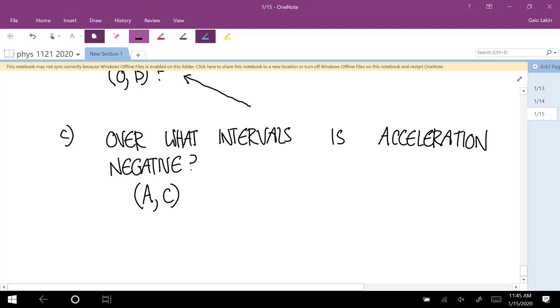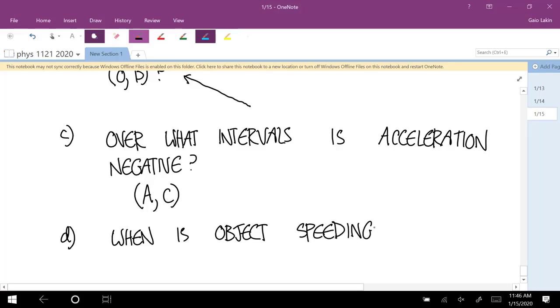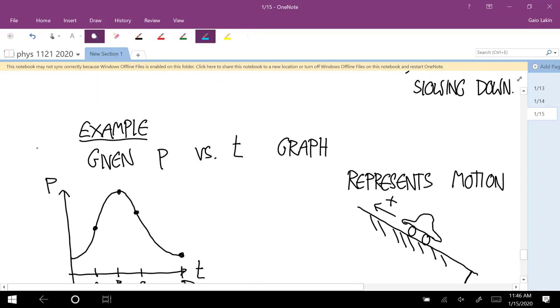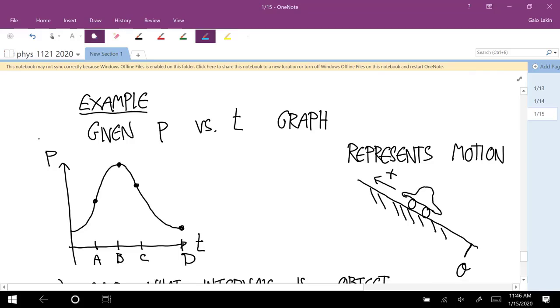And now one more question. When is the object speeding up? Well, there's kind of two intuitive ways to think about this. One is to think about, is it going from closer to zero slope to farther from zero slope? Because that would be speeding up. Or is it getting closer to zero slope? That would be slowing down.